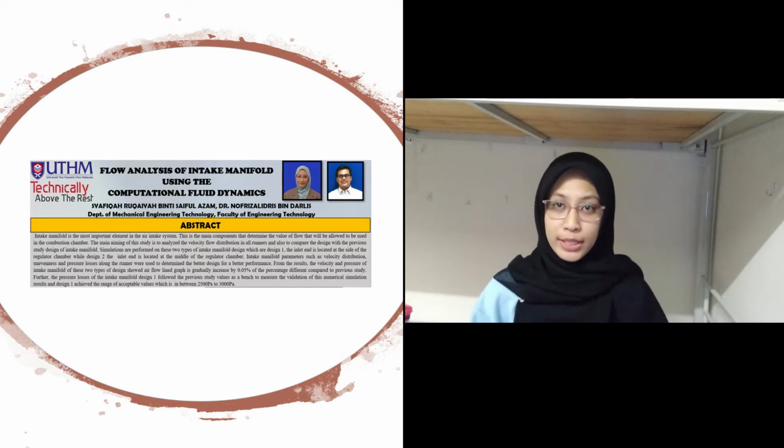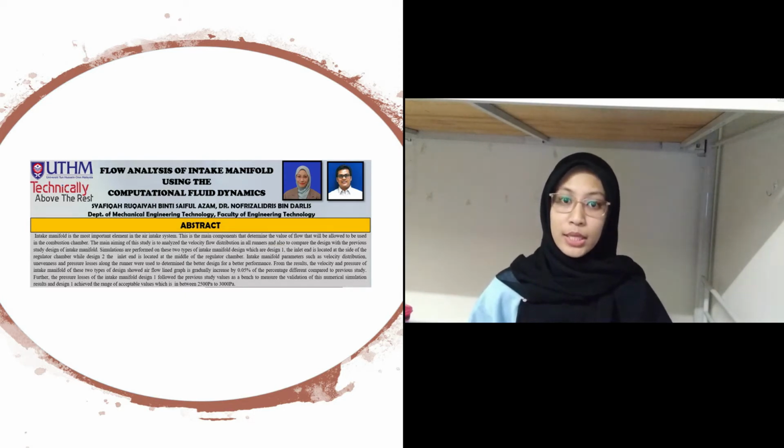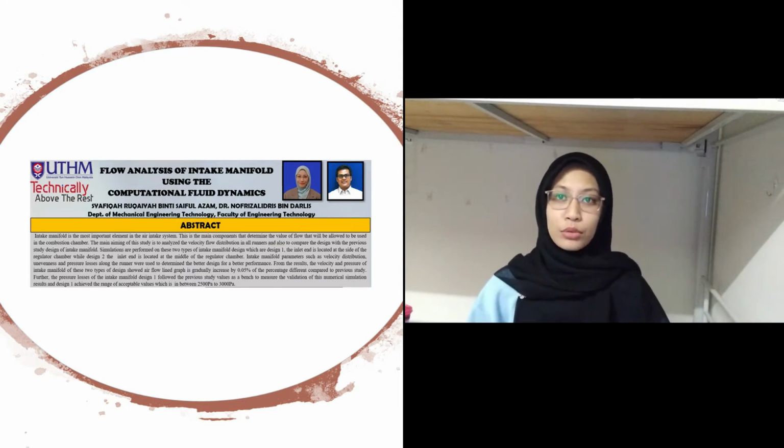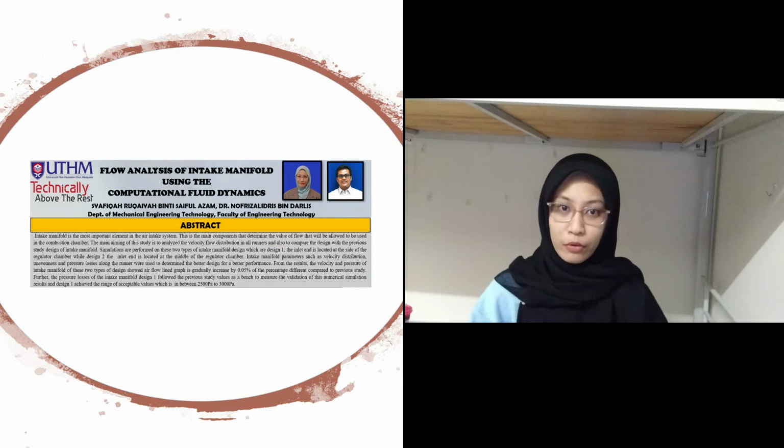Simulations are performed on these two types of intake manifold design, which is design 1, where the inlet end is located at the side of the regulator chamber, while in design 2, the inlet end is located at the middle of the chamber. Intake manifold parameters such as velocity distribution, unevenness, and also pressure losses along the runner were used to determine the better design for a better performance.